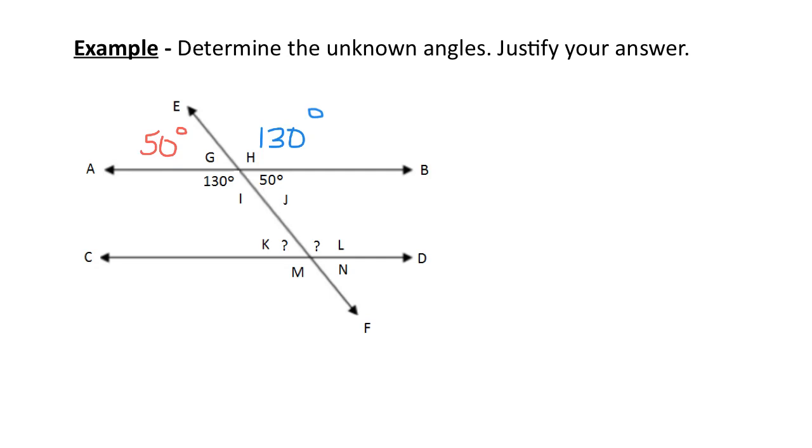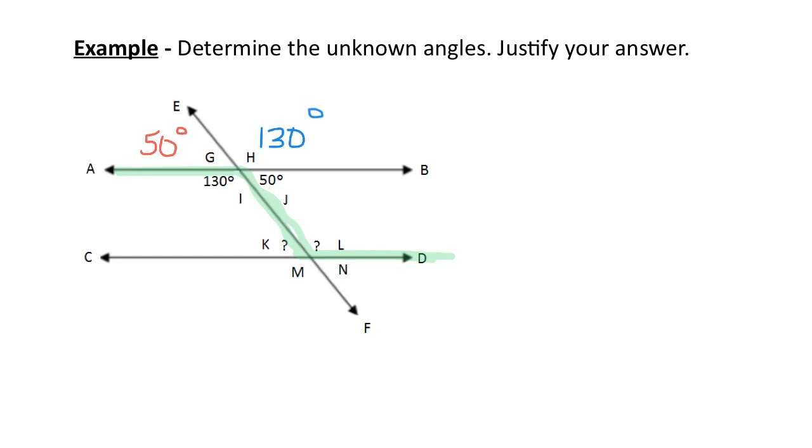Let's move to the bottom half of our diagram, and we'll start by trying to figure out angles K and L. If I take a look at my picture, I do see that there are some alternate angles. Now, it may not look like a perfect Z pattern, but I'm going to highlight it out for you. And so this is a Z pattern that I see in my picture.